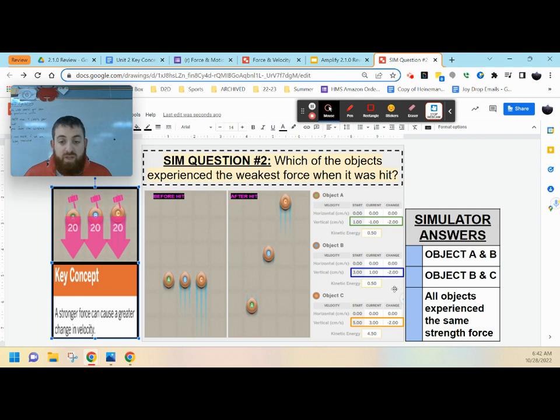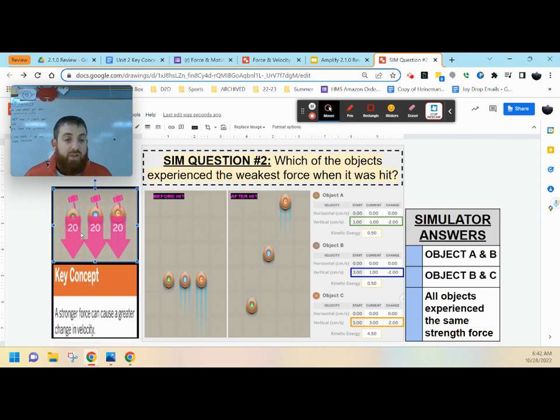So if each one of these has the same change in velocity, 2, 2, 2, none of them experienced a strong force or a weaker force when comparing to one another. They all experienced the same strength force because they all had the same change in velocity.